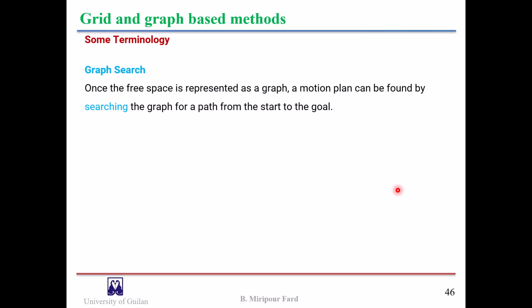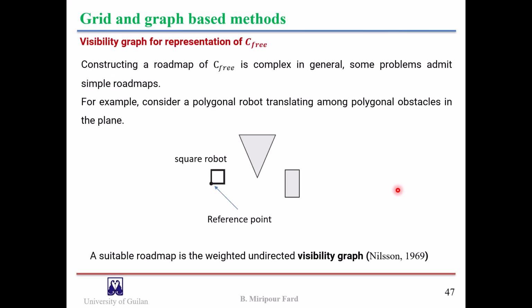In graph search, we search the graph for a path from the start to the goal. So the graph search is done after representation of the C-free using a graph. One of the most important discrete ways for representation of C-free is using visibility graph.